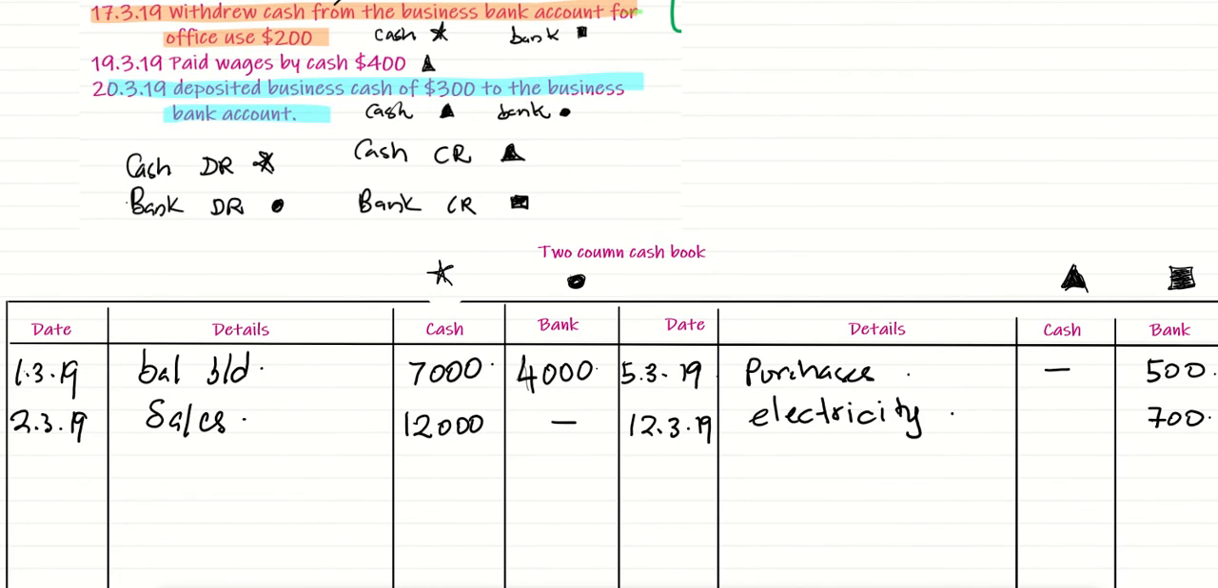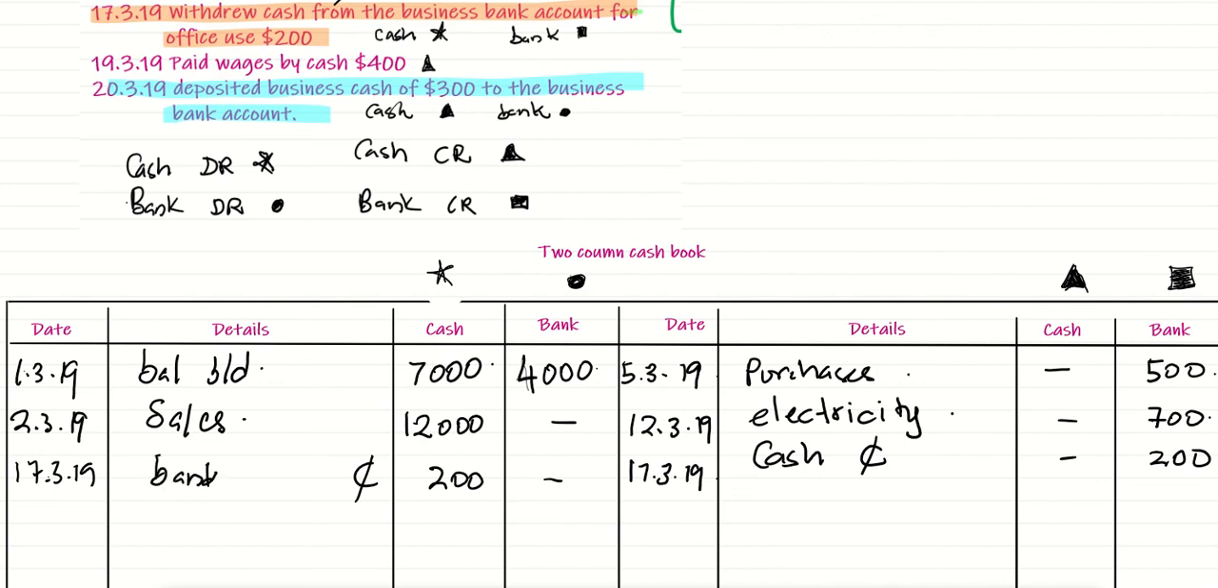And on 17th, you withdrew cash from the business bank account for office use. You debit cash and credit bank, and the value is 200. Bank square. Opposite account's name cash, contra entry. This occurred on 17th, and then on the same date on the debit side, contra entry, your cash value increases, therefore cash star 200, opposite account's name, from where did you take it? From your bank.